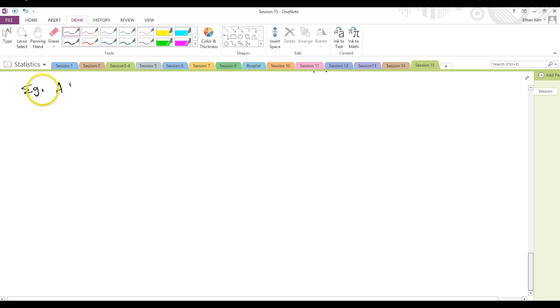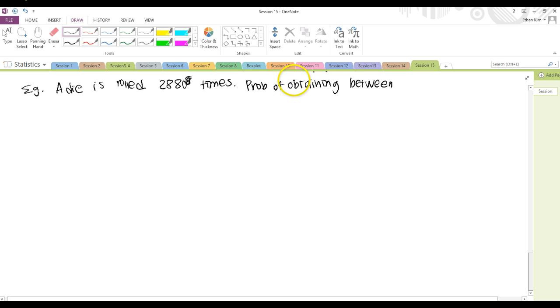So a die is rolled 2,880 times. Find the probability of obtaining between 450 and 500 aces. Okay, so let's assign some random variables.